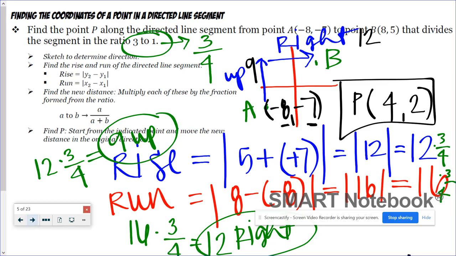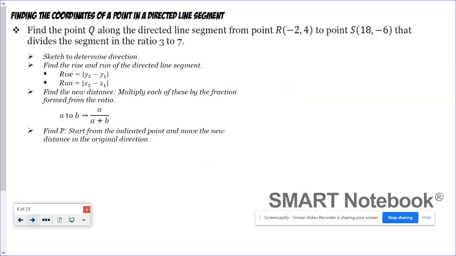So let's take a look at one more example. All right. I'll try and be a little neater. Find the point Q along the directed line segment from point R to point S that divides the segment in the ratio 3 to 7.